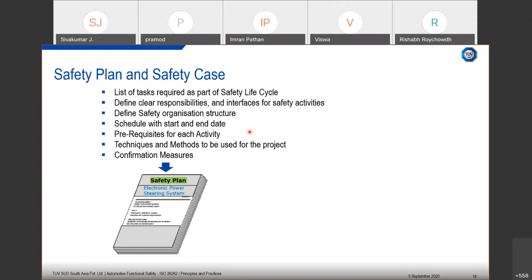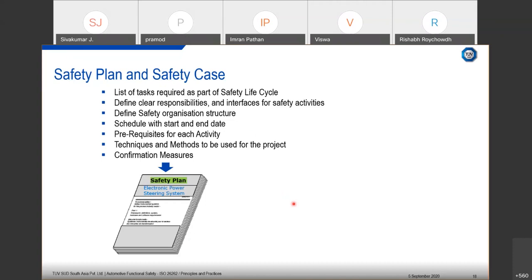And then the prerequisites required for each and every activity, and the techniques and methods which you are going to follow, or if you are not following something, give the proper rationale for that, and also bring in the confirmation measures. Also you can include the safety audit plan and assessment plan that you have. That needs to be available.